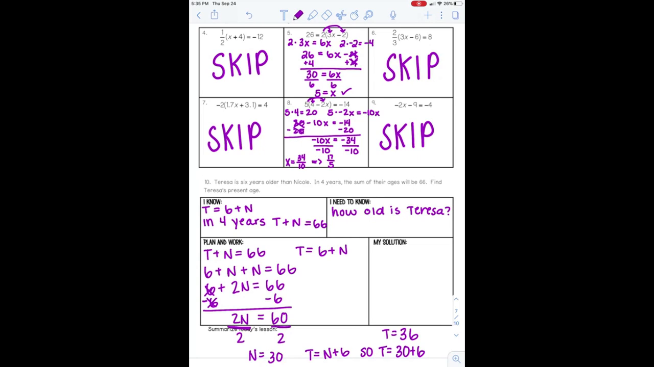So what I'm going to do is just subtract 4 from 36. Okay, so it's just really important that you're keeping that timeline straight while you're doing this problem. So I know that I'm going to go ahead and take those 4 years away because I'm looking for how old she is right now. And that's going to tell me that she is 32. So Teresa is currently 32 years old.